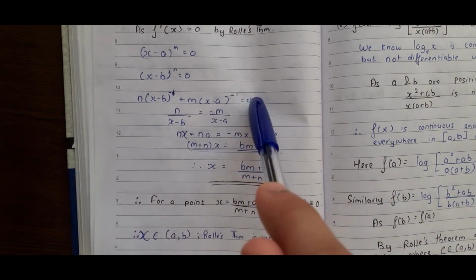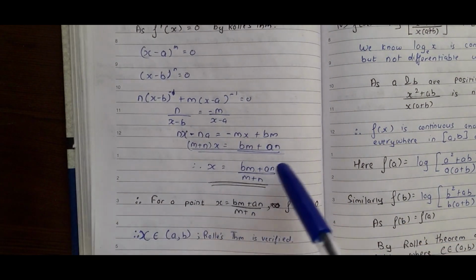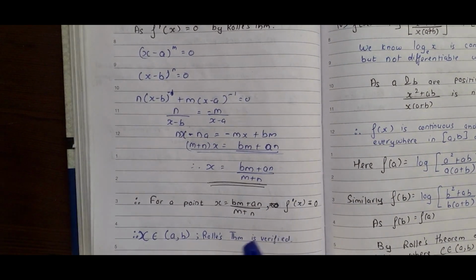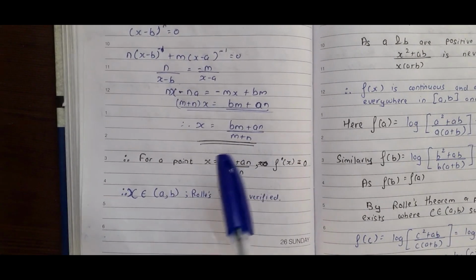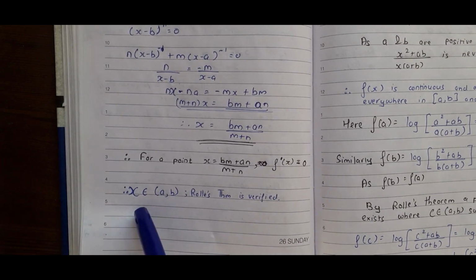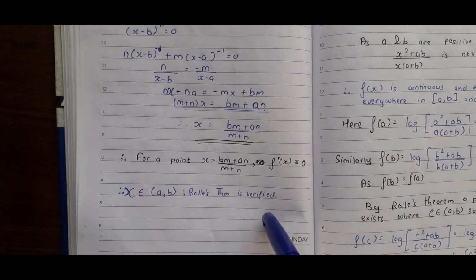So we take the third case, which on simplifying a bit, we'll get the value x equals (bm plus an) by (m plus n). So for the value of the point x equals (bm plus an) by (m plus n), f dash of x is 0. So x belongs in (a, b). Hence we say Rolle's theorem is verified.